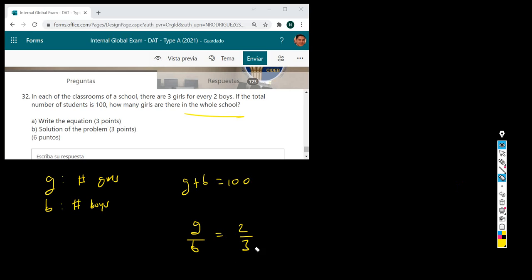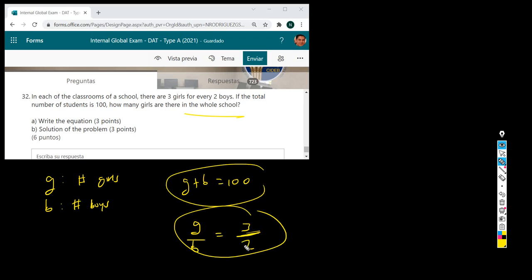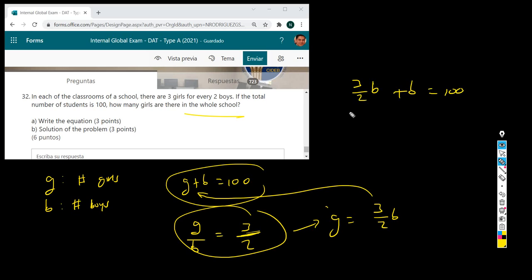No, I'm sorry. It's the same as 3/2. The ratio of girls to boys is the same as 3 over 2 because there are 3 girls for every 2 boys. And then basically just use these two equations in order to solve the problem. Let me isolate g from this equation. I'm gonna get g equals 3 halves times b, and again I'm gonna input this in here, and you're gonna have 3 halves of b plus b equals 100, and that means the following.